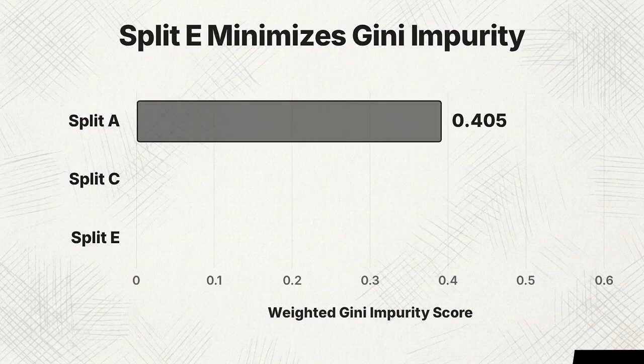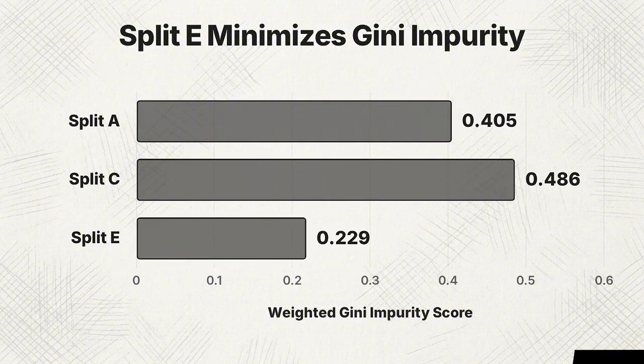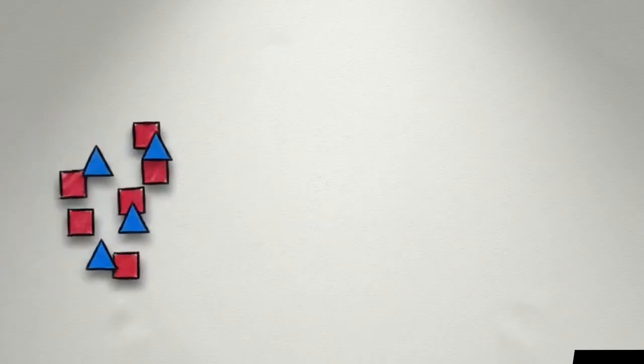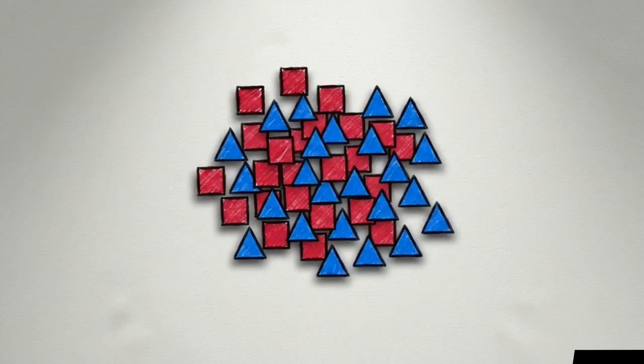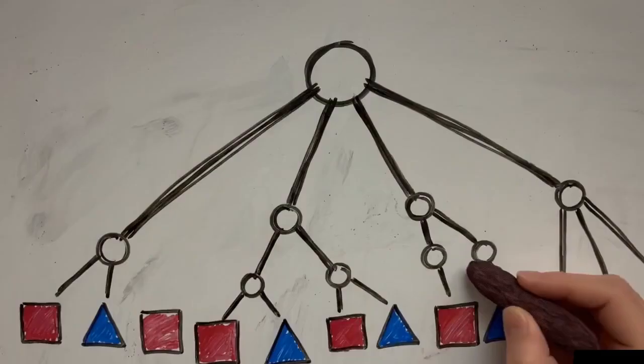When we compare the results, split A is roughly in the middle. Split C is the least effective at 0.486, while split E is the clear optimum at 0.229. Since the goal is to reach the lowest possible impurity, the algorithm selects split E to partition the root node. By using this mathematical proof, the decision tree identifies the statistically superior threshold without relying on human bias.